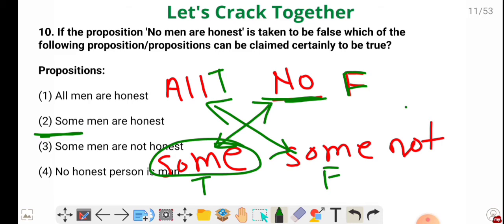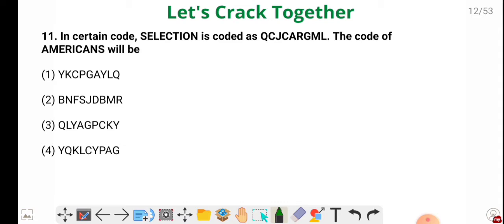Next question. In a certain code, selection is coded as these letters Q, C, J, A, R, G, M, L. The code for Americans will be.